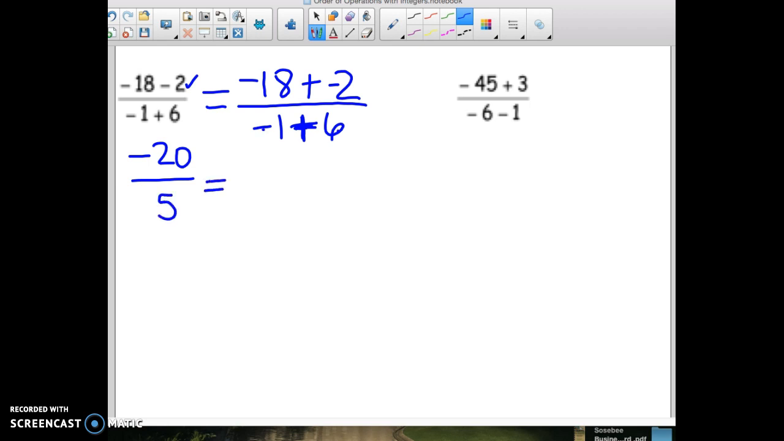At this point, this is where we divide. So we have negative 20 divided by a positive 5, and a negative divided by a positive is a negative, and you get negative 4. So I want you to try the second one by yourself. So pause the video and write down that problem and try it by yourself.